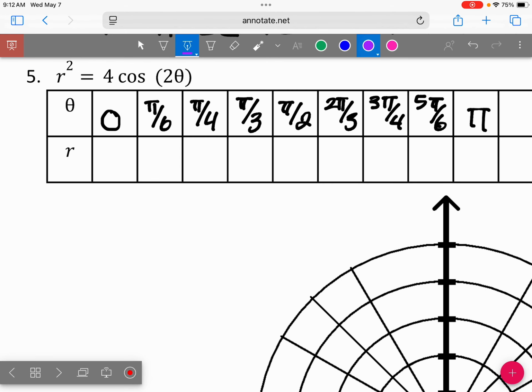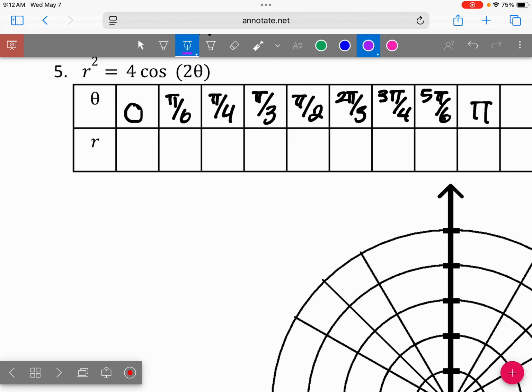Then this one's a little bit weird because we're going to find our r, but our formula is for r squared. We know our r squared is going to equal 4 times cosine of twice our angle, so 2 times our angle. I'm going to start by doing 0. And that way we can kind of see what's happening here.